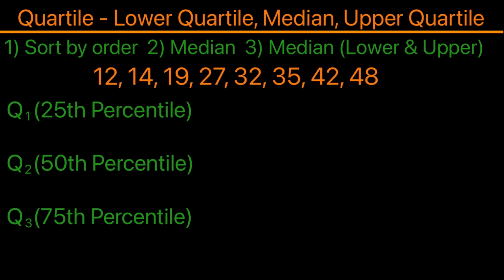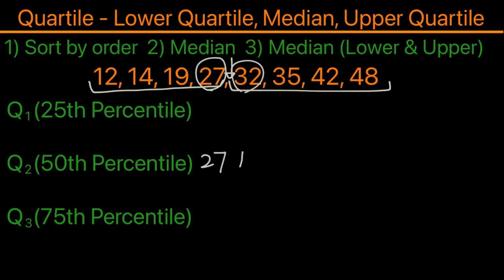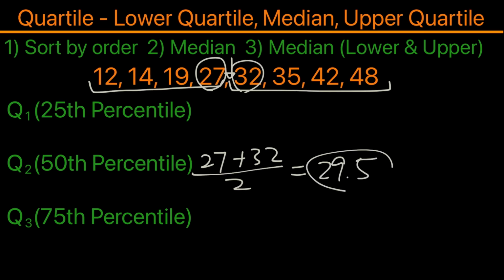Now here is another example of a different data set, and we're going to find the median, the lower quartile, and the upper quartile. This data set has a total of 8 numbers, unlike the 9 numbers that we had previously. So that means we now have 4 numbers to the left and 4 numbers to the right. If we want to find the median, it will have to be right here, the number between 27 and 32. So we'll take 27 plus 32 divided by 2 to get the average, and that will give us 29.5.